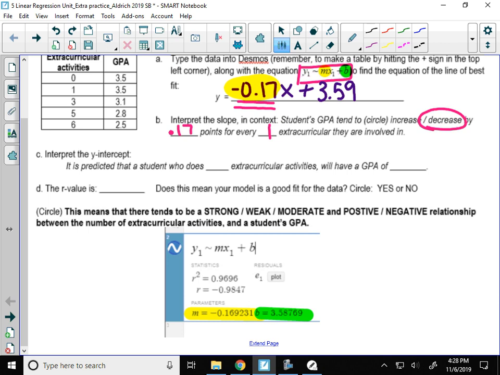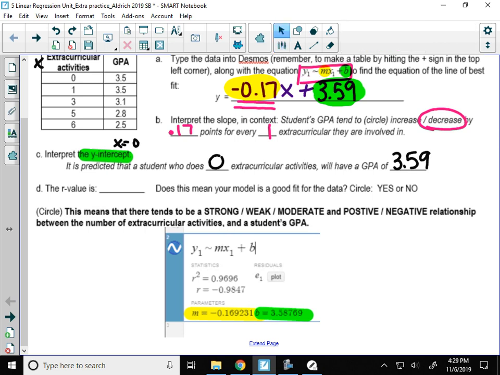Now we're going to interpret the y-intercept, and here the y-intercept is that constant that's by itself. Remember, when we do a y-intercept, that's always where x equals 0. And here x is the extracurricular activities. So a student who does 0 extracurriculars should have a GPA of 3.59. That's what the model says. Is that always true? No, but that's what this data is telling us.